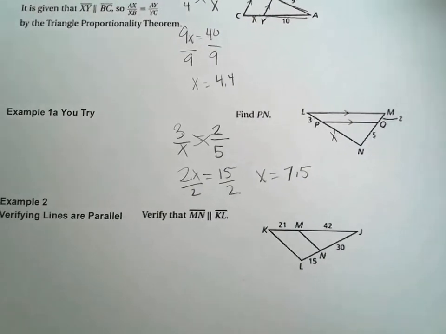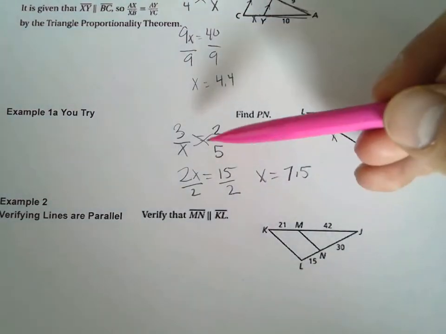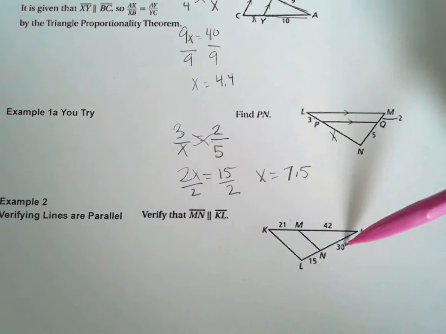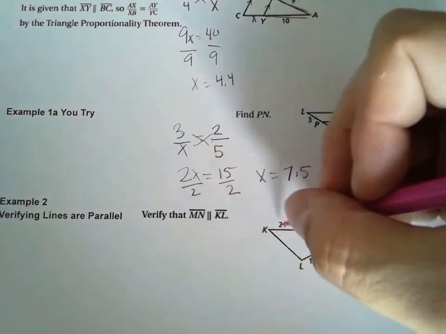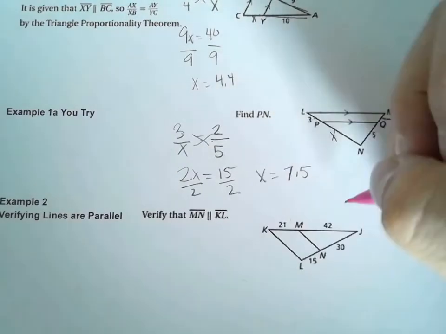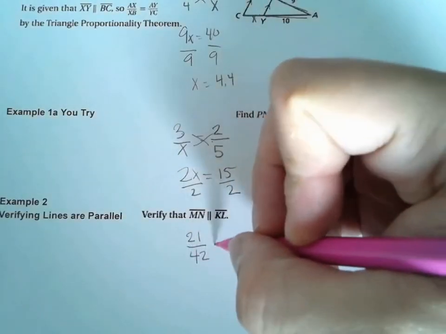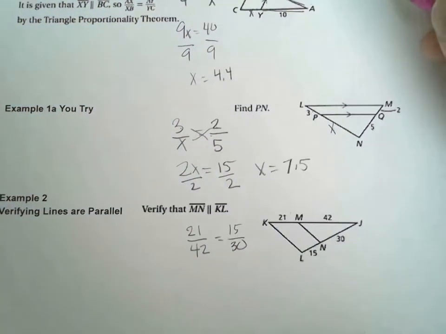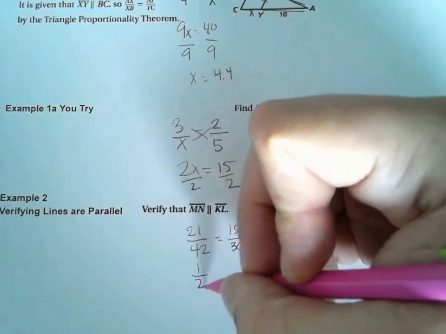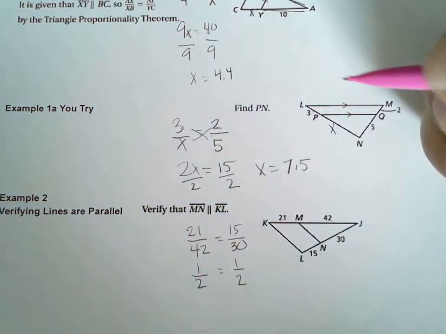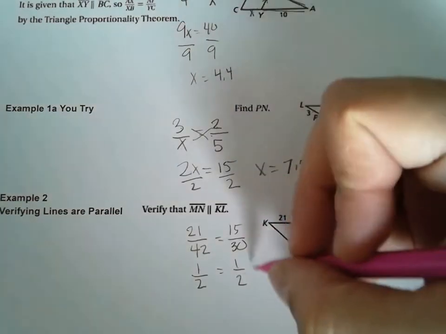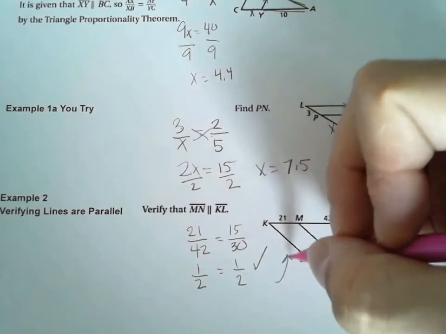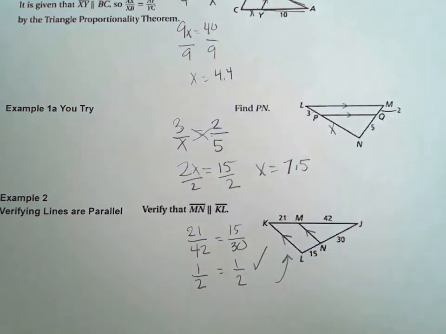Now, when you verify, all that's saying is you're trying to make sure that these lines are parallel. Because remember, we said if the lines are parallel, then this works. So if the ratios work, then the lines are parallel. So let's try it out. So let's do 21 over 42 equal to 15 over 30. And if you look at that and you reduce those, 1/2 is 1/2. You could also cross multiply, you'll end up getting the same thing. But yes, therefore, that means that it's parallel to that.